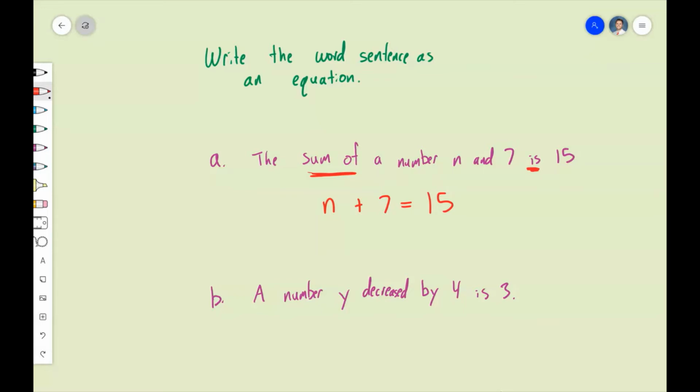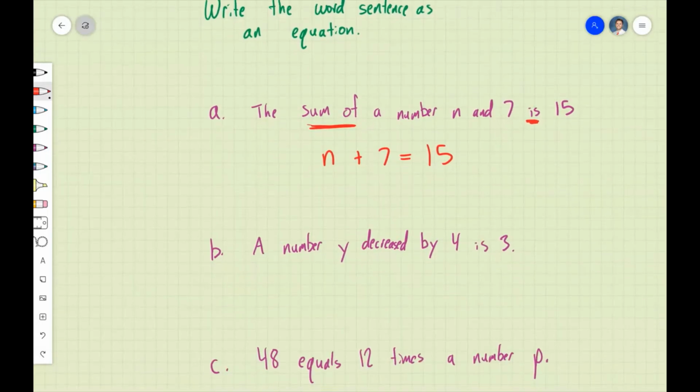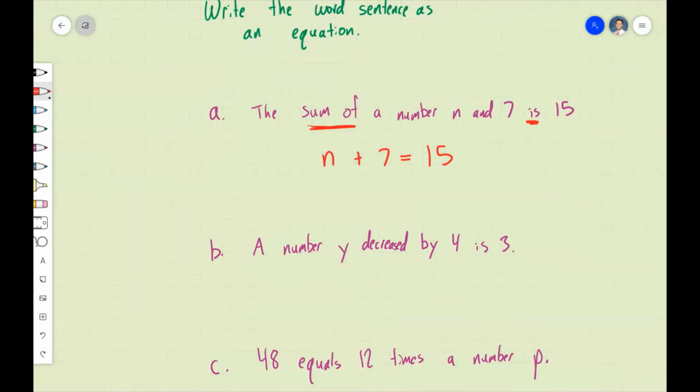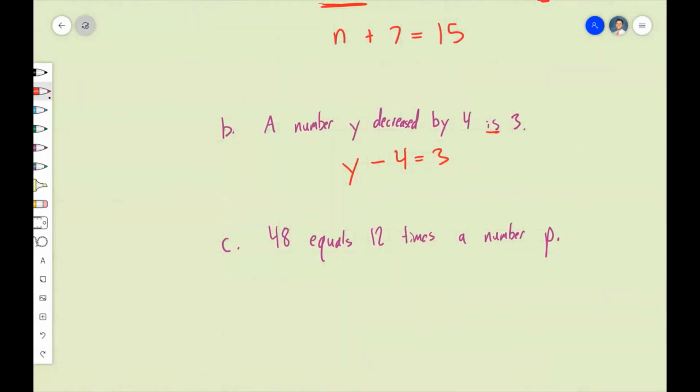Let's look at another example here. A number y decreased by 4 is 3. So we've got y, we're decreasing it by 4, and that is 3. So this one would be y minus 4, again, is means equals 3. Finally, we have 48 equals 12 times a number p. So we could write 12 times p, or simply 48 equals 12p.